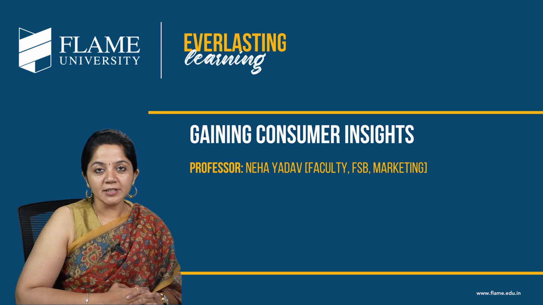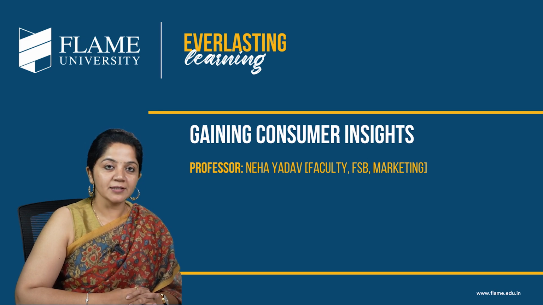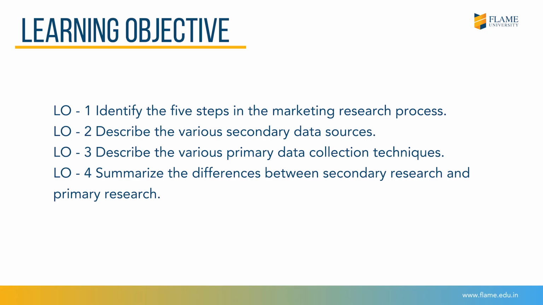In this particular module, we are going to cover consumers and how to gain consumer insights. There are a couple of learning objectives to this module. The first is identifying the 5 steps in the marketing research process. The second is talking about various types of secondary data sources. Then describing the various primary data collection techniques and the differences between the different types of research designs. The fourth and final learning objective is summarizing the difference between secondary research and primary research.